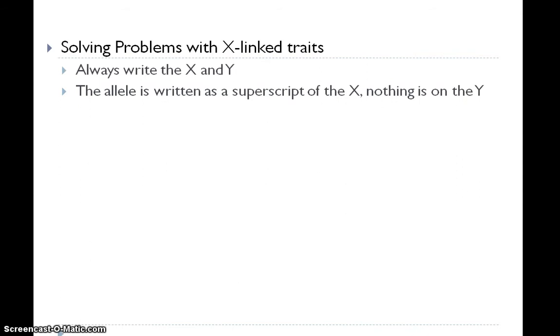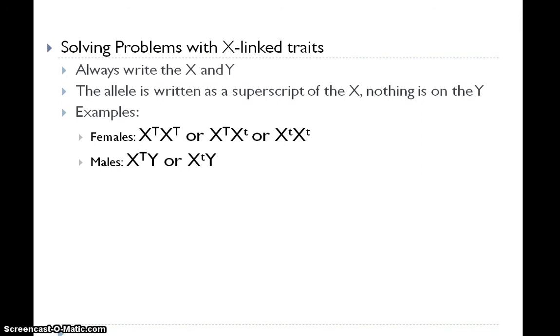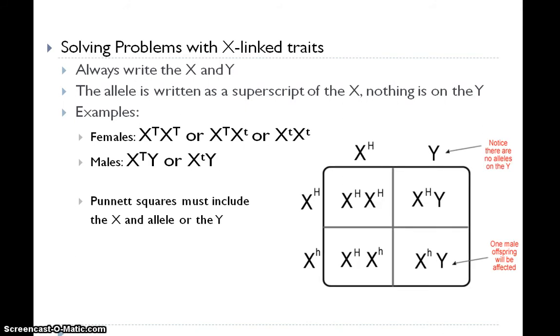Really quickly before we go, I just want to go through some hints to solve problems with X-linked traits. Remember, you always need to write the X and the Y. The allele is written as a superscript of the X, and nothing is written on the Y. See the following examples for females. Notice they always have 2 copies of the allele. Here are the examples of how you would write a male. Males always have 1 copy of the allele. The Y is blank. When you do a Punnett square, you must include both the X and the Y.